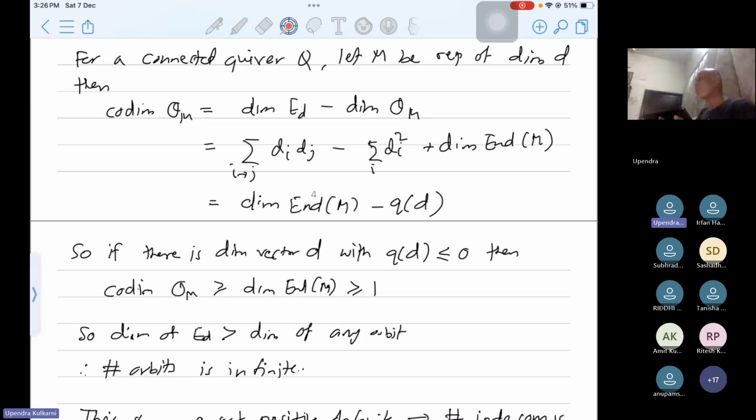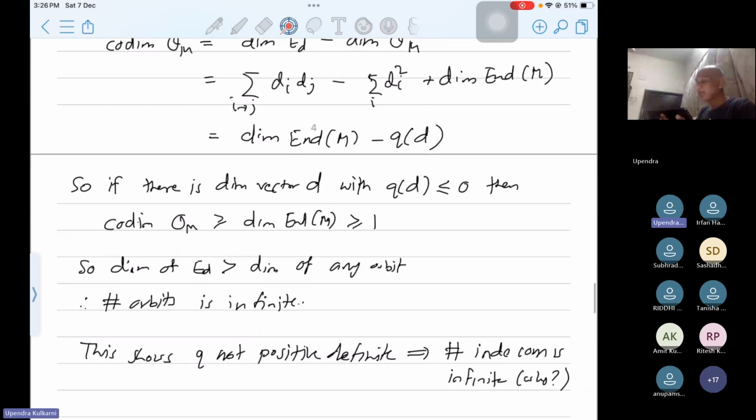That means the number of isomorphism classes of representations, period. I'm not saying anything indecomposable, etc. We will come to that just in a bit. So just the total number of isomorphism classes of representations with this dimension vector is infinite. Now it's just a small matter of seeing that this means that I get infinitely many indecomposable representations themselves.